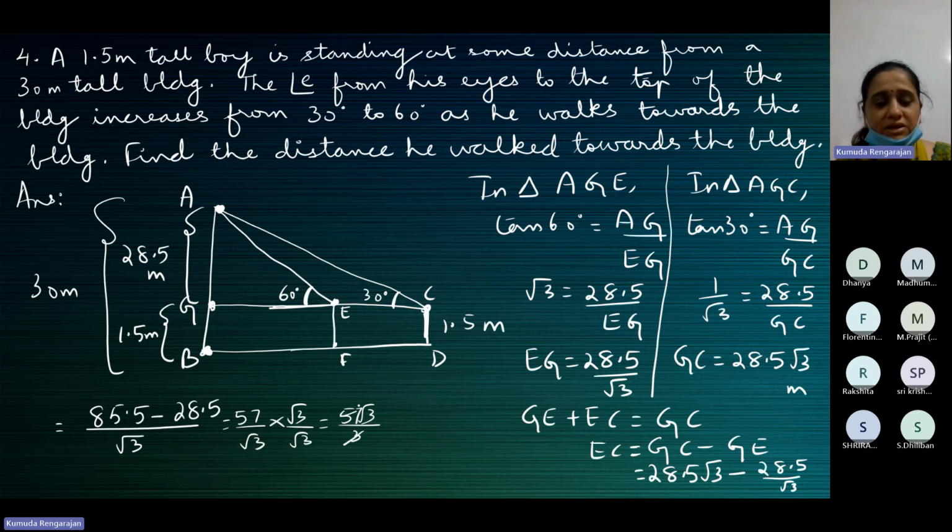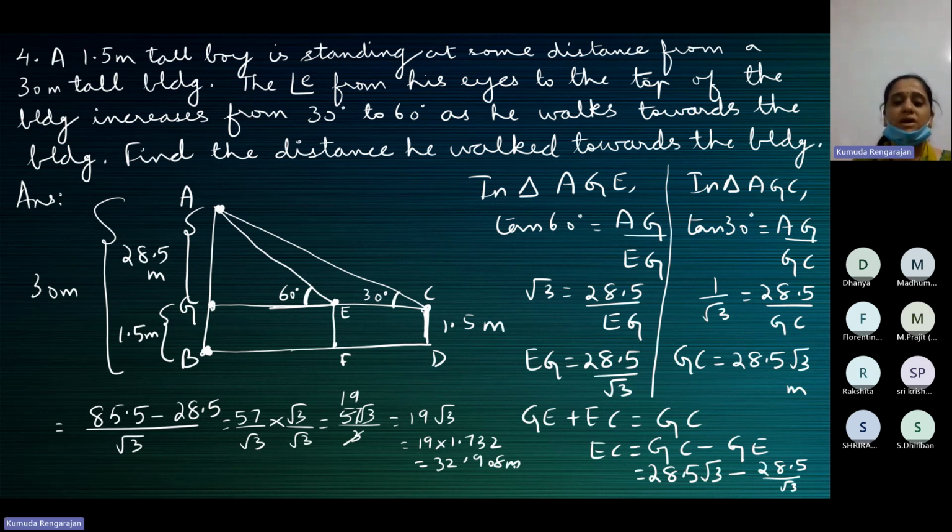Three ones are 3, 3 nines are 27, so it is 19 root 3, which is 19 into 1.732. That is 32.908 meters. Very good, Ranjan. Thank you.